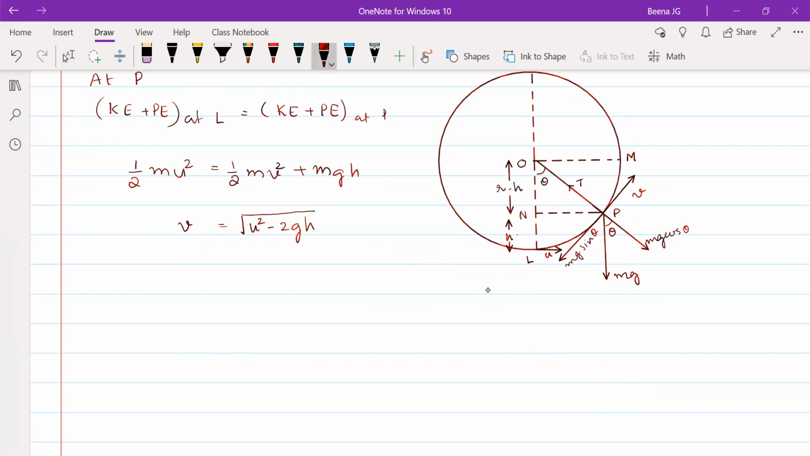You can consider an object tied to a string and you're rotating it in a vertical circle. It's the tension that is maintaining the particle to move in the circular path. Or else you can say that there's a centripetal force acting over here. So by considering the concept of centripetal force, as well as the forces acting along the line, we will find the value of tension. So let me find the tension at any point.